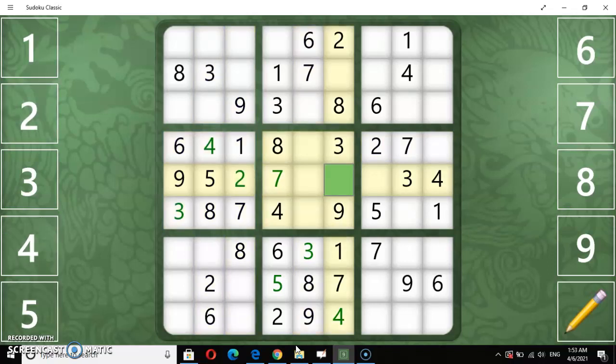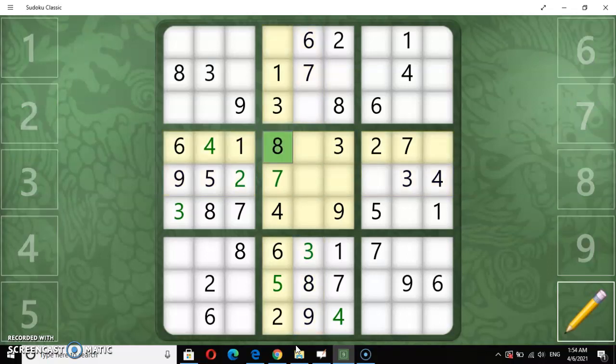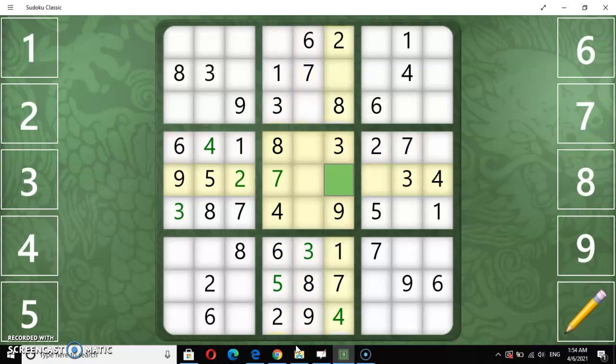Now you can see 1, 2, 3 blocks. This row. What numbers are missing? 1, 6, 8. So 8 we cannot write here. In these 2 blocks we cannot write it because here is 8. So this is the right place. Done. Now what else? 1 and 6. 6 I cannot write, here is 6. So here I can. Right here 6.